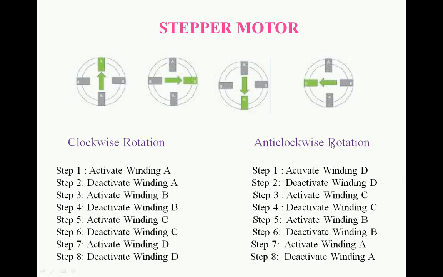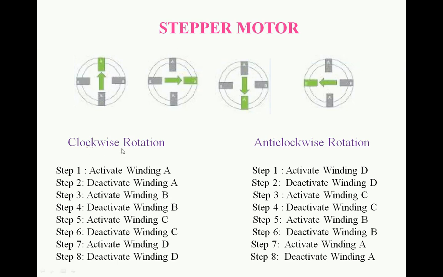Suppose I want to move in the anti-clockwise direction. First I activate the D winding, then deactivate it, then activate the C winding, then deactivate C and activate B winding, right? So if we activate A, B, C, D step by step, the motor will rotate in the clockwise direction. If we activate first D, then C, then B, and then A, the motor will rotate in the anti-clockwise direction, right? How do we activate them? Here, A, B, C, D, we pass a high signal to that pin, and for the remaining pins we pass 0, right?